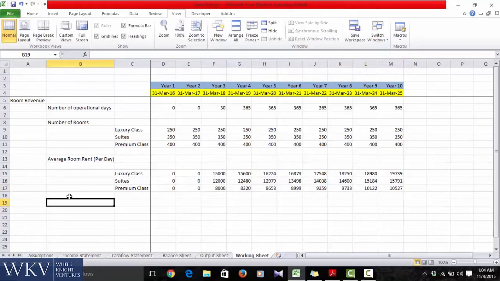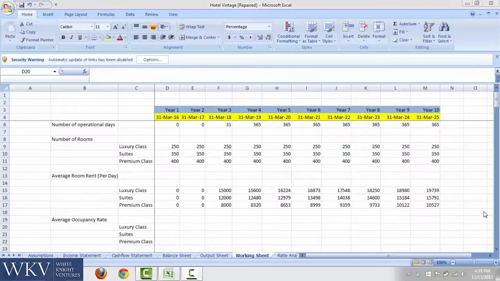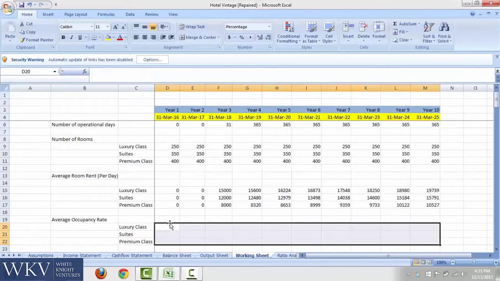Now that we have the average room rent per day, we need to calculate the average occupancy rate also. These two are very important metrics in this industry. This is going to be calculated through one difficult formula, so please be patient. We use the IFERROR formula here.